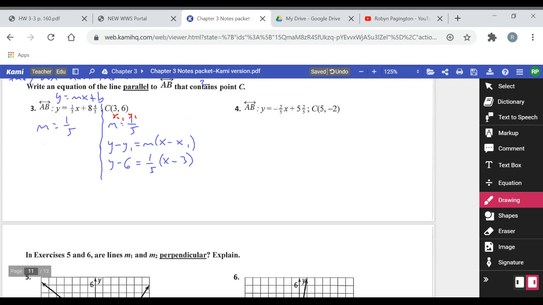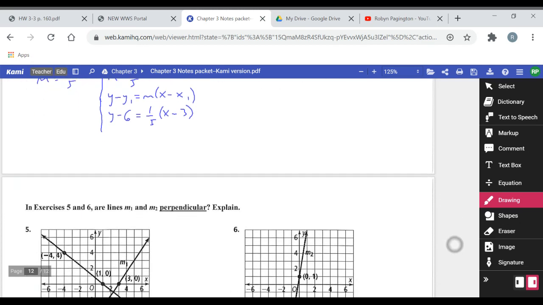If they ask for it in slope-intercept form, which is y equals mx plus b, then you would just need to distribute the 1/5 and add the 6 over to get y by itself. So just pay attention to what is being asked for. But in this particular case, we're just going to leave it in point slope form. All right, moving right along.